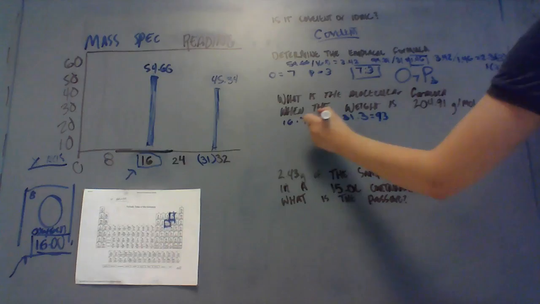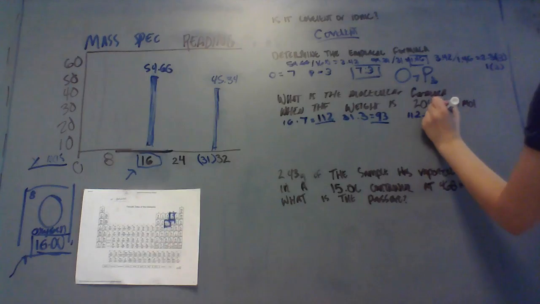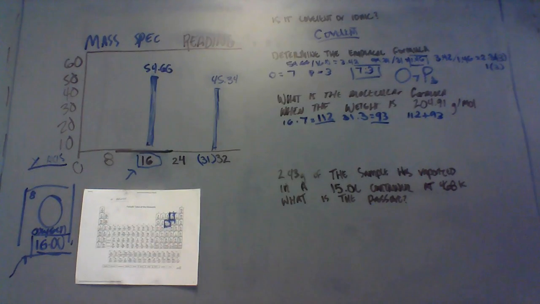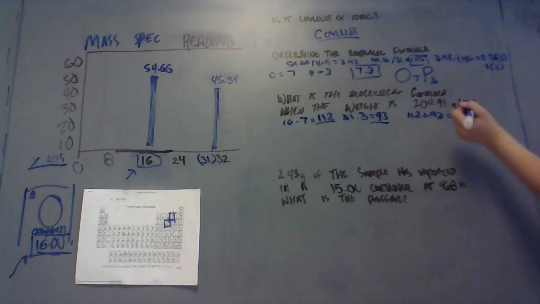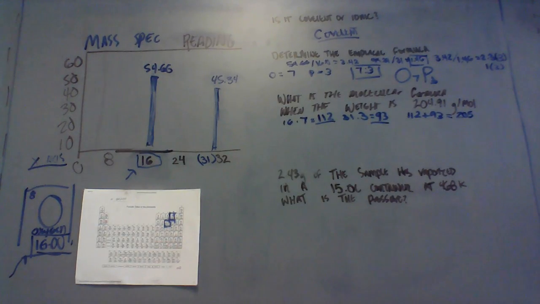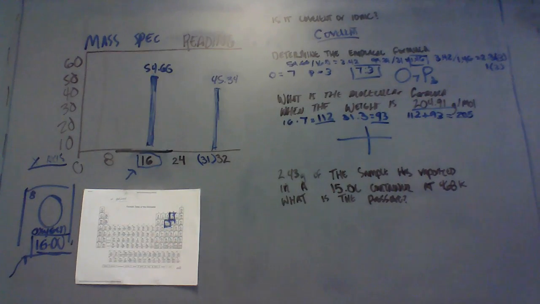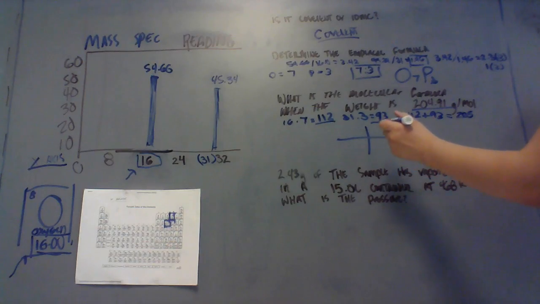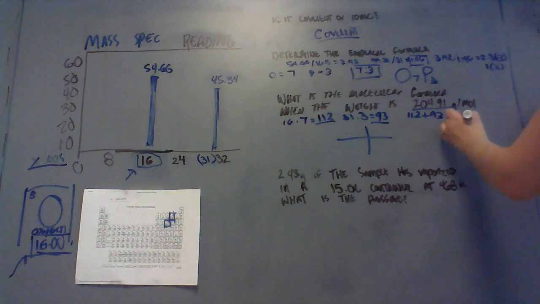Next, we need to add the two results together. 112 plus 93. These numbers equal 205. Because the question is asking what 204.91 grams per molecule is equal to, we can basically round that up to 205. The molecular formula is basically going to be the same thing.